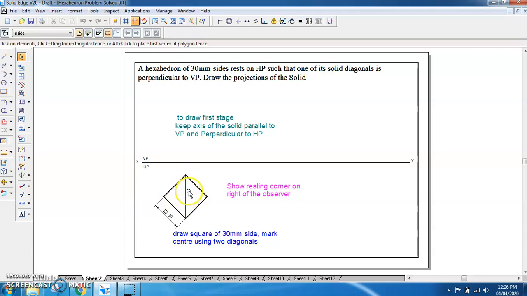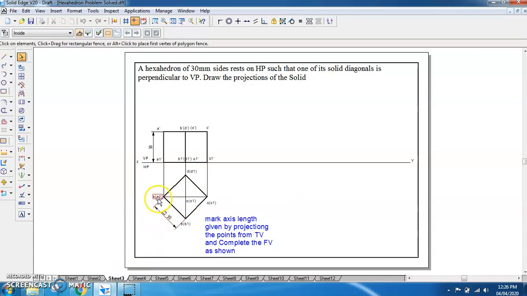So this is the first stage, top view, which we have drawn. Now if we project all the points like this, we have named it as AA1, BB1, CC1, DD1 and O1, and if we project it, we'll be taking axis length as 30 mm. So we'll be taking this as 30 mm, we'll project AA1, BB1, CC1 and DD1, and we'll be getting all the points marked here. So once we mark all the points here, then we have to make the solid diagonal here.